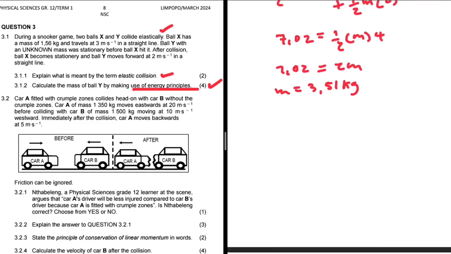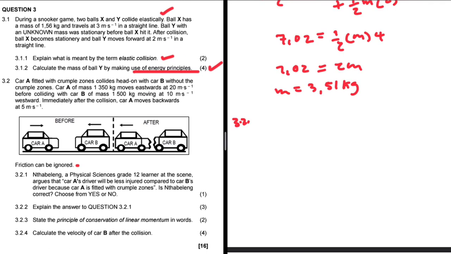So 3.2. A car, car A fitted with crumple zones collides head-on with car B without crumple zones. Car A of mass 1,350 kilograms moves eastwards at 20 meters per second before colliding with car B of mass 1,500 kgs moving at 10 meters per second westward. Immediately after the collision, car A moves backwards at 5 meters per second. Right, and then we are told that friction can be ignored.